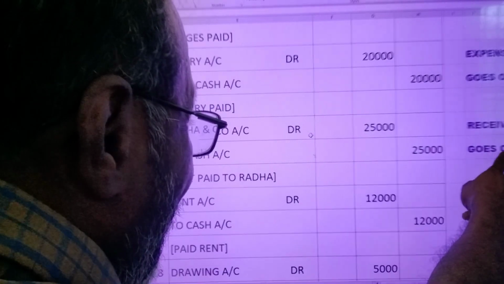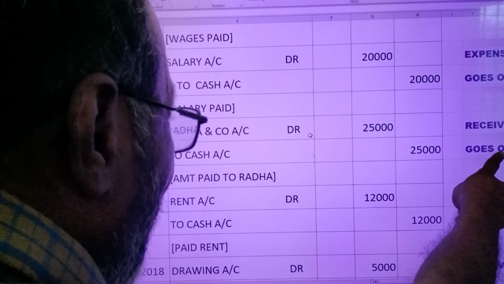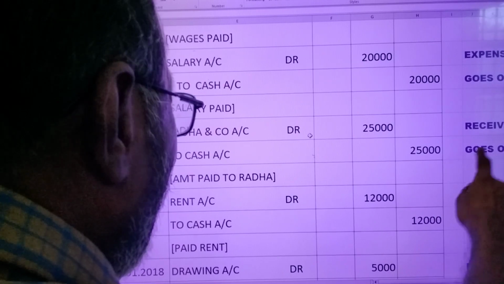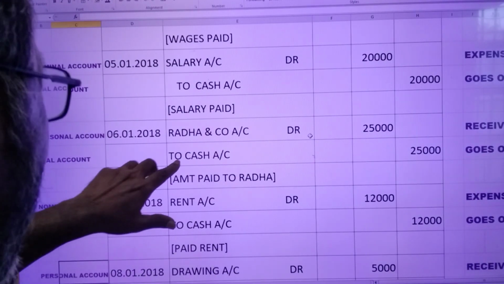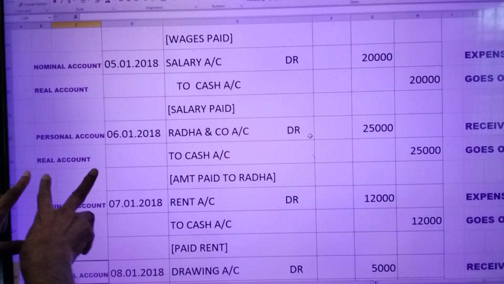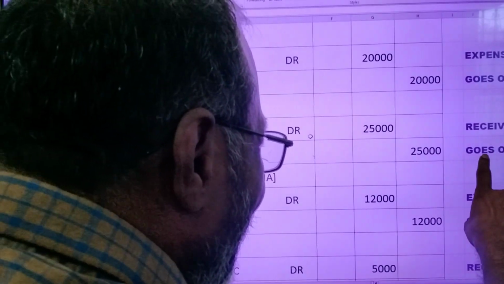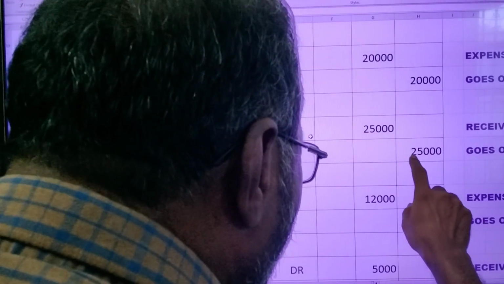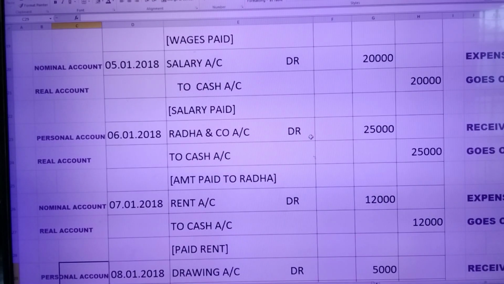What happened? What is the golden rule telling? Debit the item that comes in, credit what goes out. It's going out. So real account, cash account. Since it goes out, that's why it is credited. See, it's very easy. Two confirmations given: 25,000 is credited, and it is confirmed as a real account. The golden rule is applied. What is the golden rule? Goes out. We are writing here. When it goes out, what do you have to do? Credit. That's why it's credited. See, no confusion with this. It's very easy.